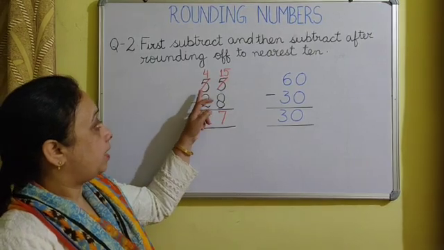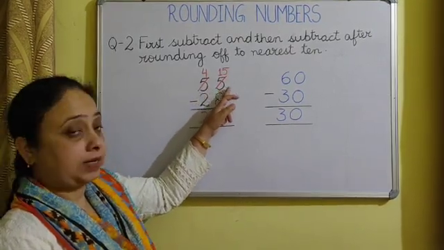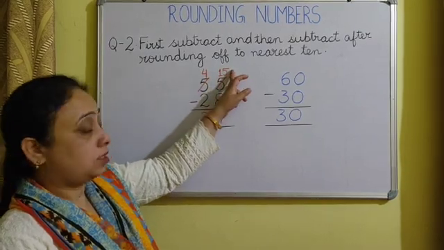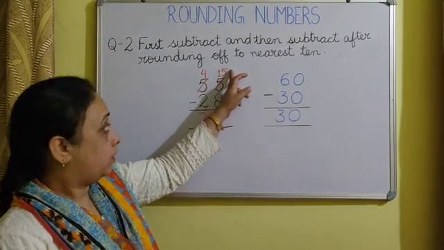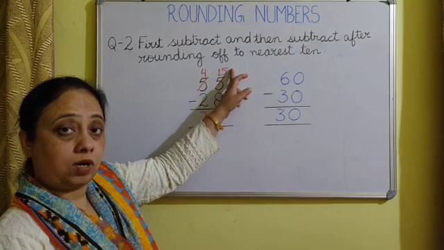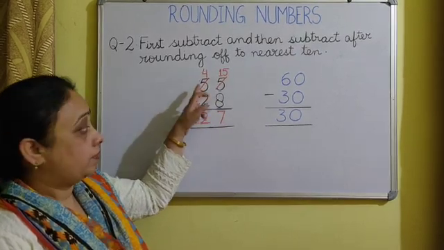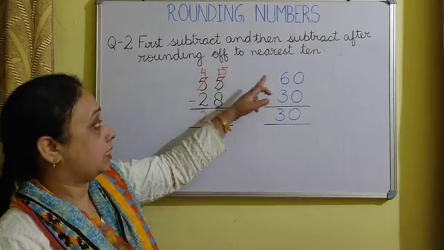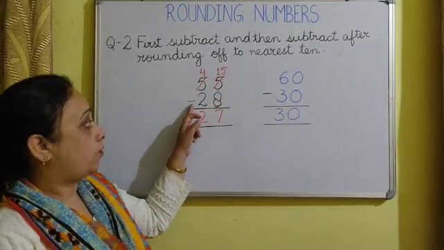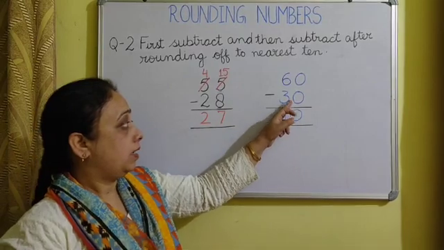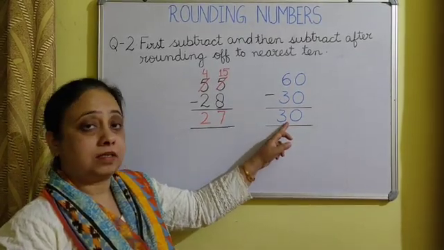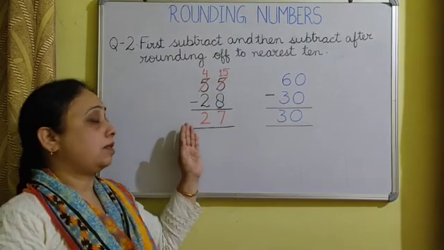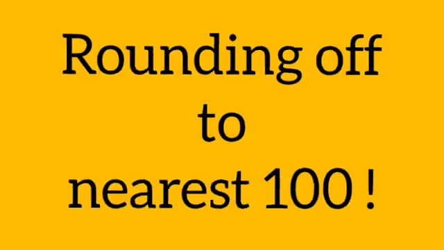Children, be careful that we have to round off this 55. We will not round these digits which are written at the top here, which we have borrowed and which we are left with. We will round off 55, and when we round off 55, we get 60. When we round off 28, we get 30. Here, when we subtract, the answer is 30. But when we subtract before rounding off, the answer is 27.